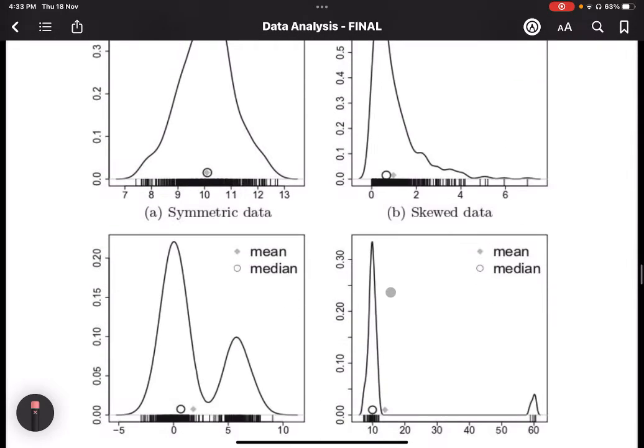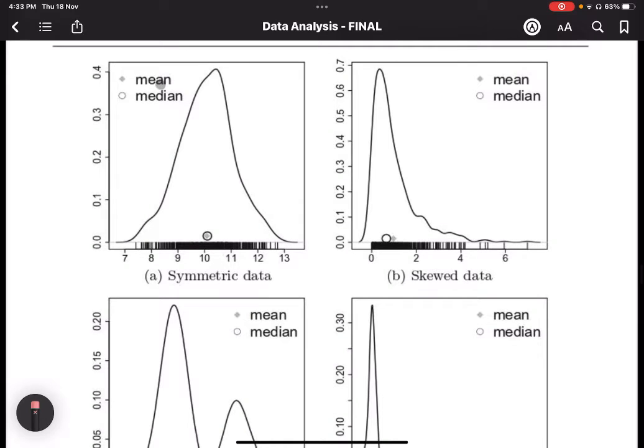So we have different representation ng median at saka mean, no? Sa symmetric data daw, halos pareho lang sila ng location. Ayan, nasa gitna. Sa skewed data, ibig sabihin medyo may konting deviation, no? Yan, skewed siya. Ito kasi ay yung sinasabi ko na-discuss natin before, yung parang bell shape, okay? Normal distribution ito. Ibig sabihin symmetric yung distribution ng data, no? Sa skewed, medyo nakaano siya sa kanan. So sa skewed daw, medyo magkahiwalay, ibig sabihin magkaiba sila ng value.